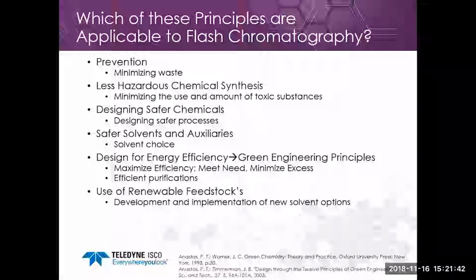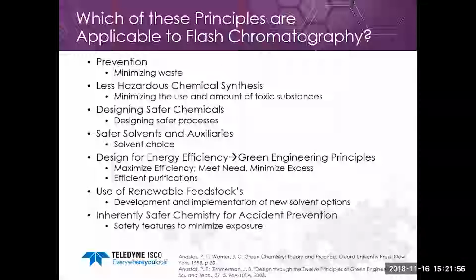The next thing would be use of renewable feedstocks. So as new solvent options are developed, how we implement them into the chromatography world can be useful, or how quickly we can implement those and not drag our feet to change. Next would be inherently safer chemistry for accident prevention. So we can apply this to almost any area of chemistry. And so safety, what kind of safety features can we put into our systems to minimize exposure and risk to the chemist?